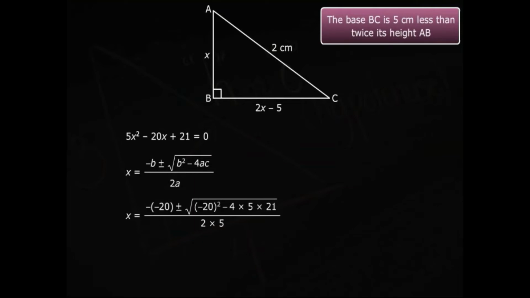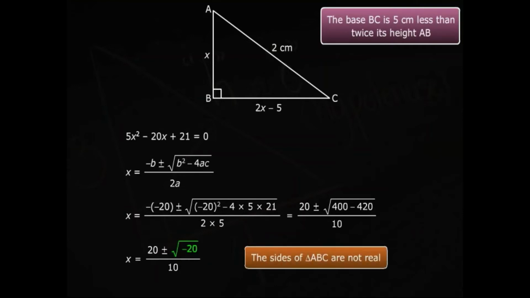And we have x equals minus of minus 20 plus minus under the root minus 20 square minus 4 into 5 into 21 by 2 into 5. You simplify this further and you get x as 20 plus minus root of minus 20 by 10. Now observe the square root here. That is negative, right? And this means that the values of x are not real for this equation. And since the values of x are not real, this means that the sides of triangle ABC are also not real. So we can safely say that this situation for triangle ABC is not possible at all.